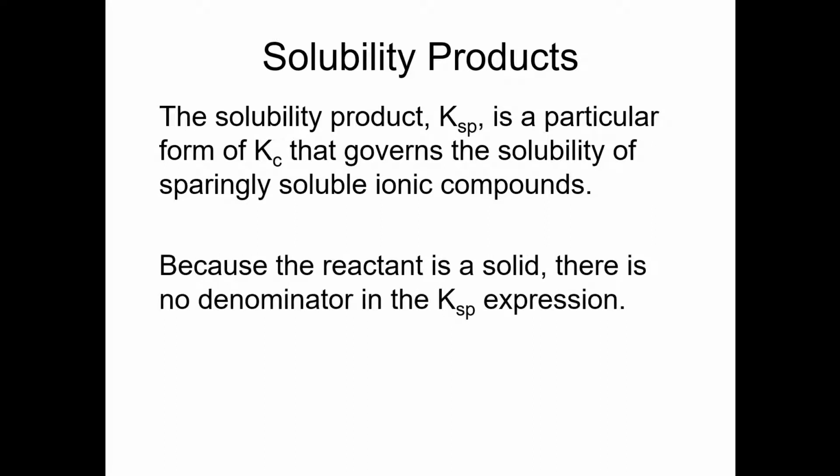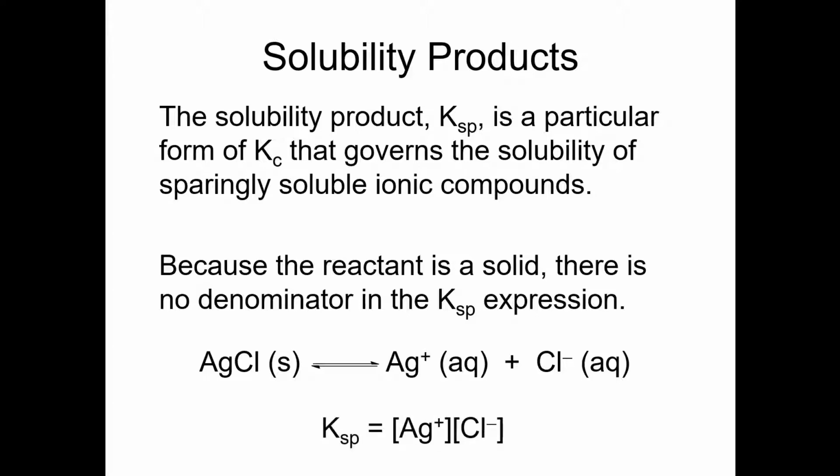Remember that we don't include solids in a K expression, and since in any solubility equilibrium the reactant is a solid, there is no denominator, and that's why it's called Ksp. It stands for solubility product. For example, a classic sparingly soluble ionic compound is silver chloride, and so it will dissolve a little bit. It is governed by an equilibrium constant expression that looks like this.